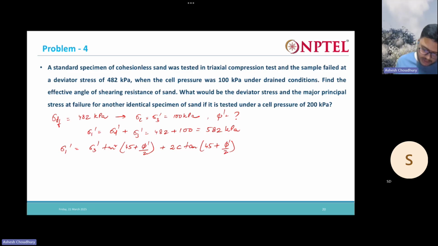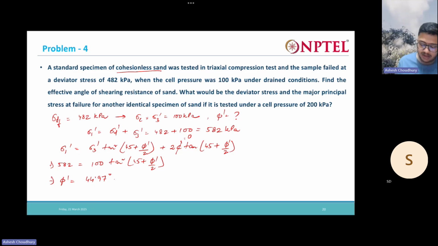So cohesionless sand, right? Cohesionless sand means C is 0. No cohesion. So this term goes out, and we have 582. If you do this, you will get phi prime as 44.976 degrees. So you found out the effective angle of shearing resistance.